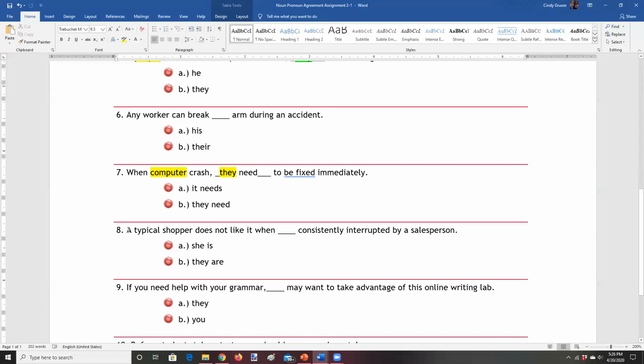A typical shopper, that's our subject here. You can see it's singular. So we're going to go with she. She is.